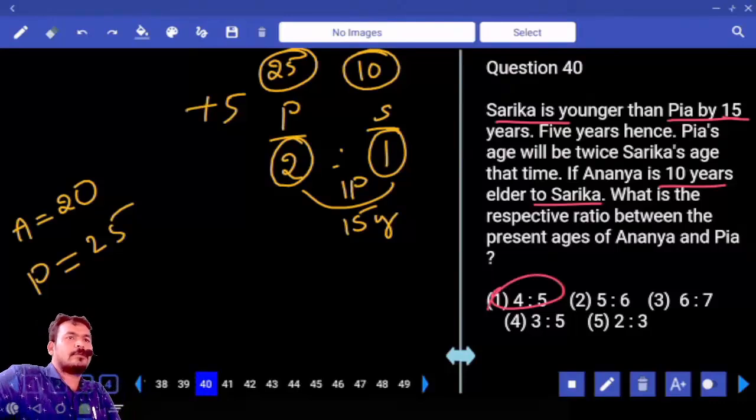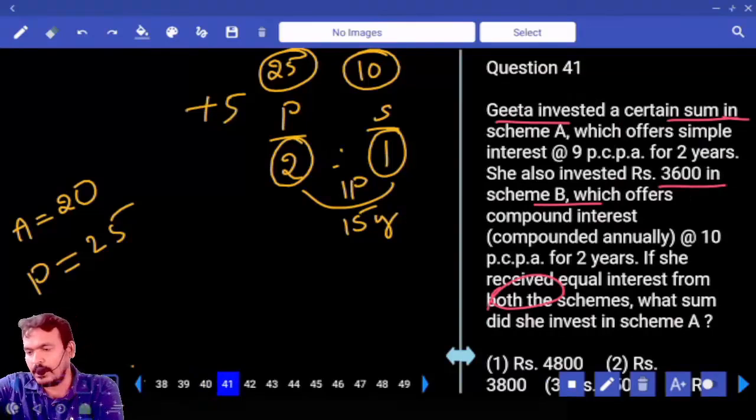2:1 future ratio or present ratio? Future ratio. Next question number 41.